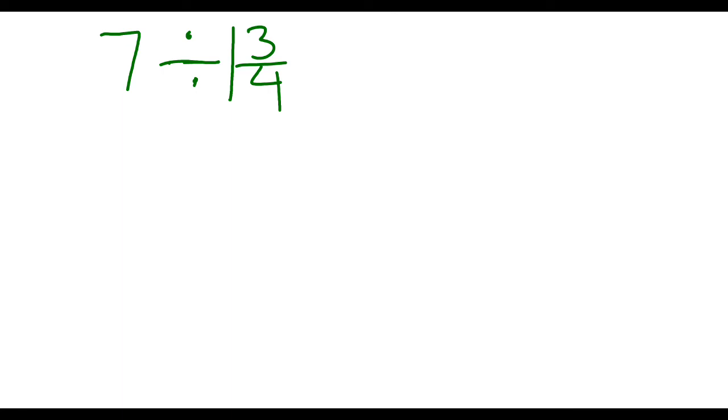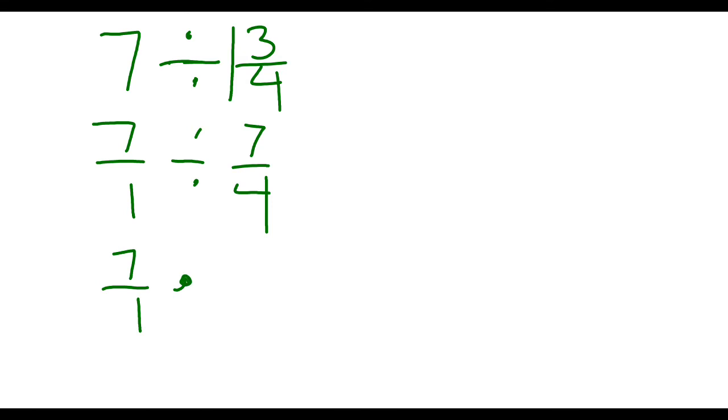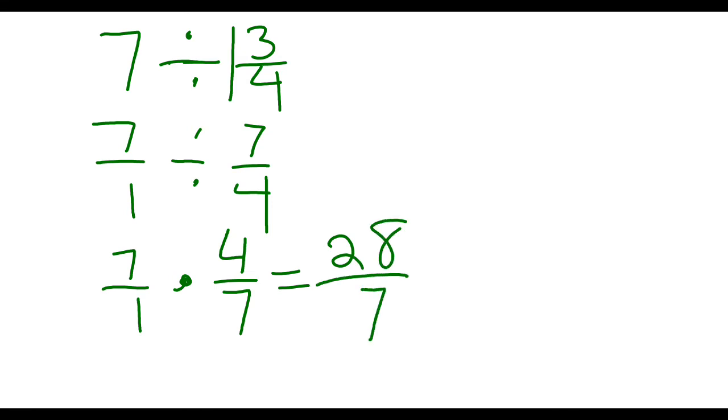So here I have a whole number that's being divided by a mixed number. In order to turn a whole number into a fraction, we simply put it over 1. So this is going to become 7/1 divided by 4 times 1 is 4, plus 3 is 7/4, which is going to become 7/1 times 4/7. 7 times 4 is 28. 1 times 7 is 7.